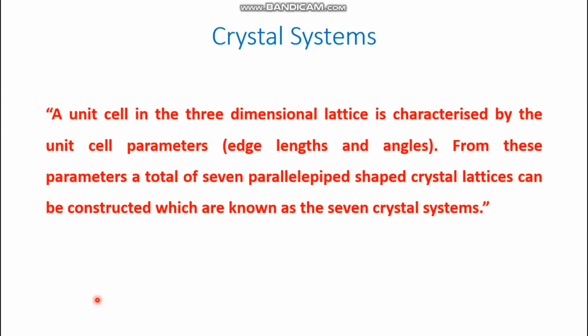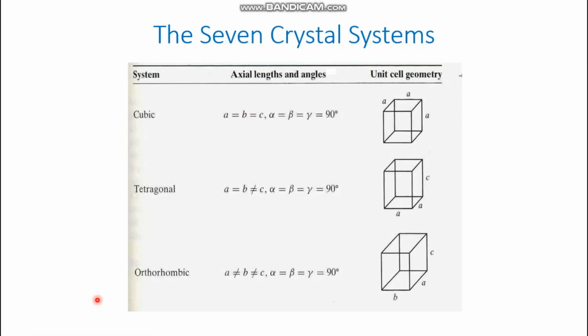From these parameters, a total of 7 parallelepiped shaped crystal lattices can be constructed, which are known as the 7 crystal systems. So these are the pictures of the 7 crystal systems. This is a cube. Cube is the noun form, cubic is the adjective form. This is a tetragon. This is an orthorhomboid.